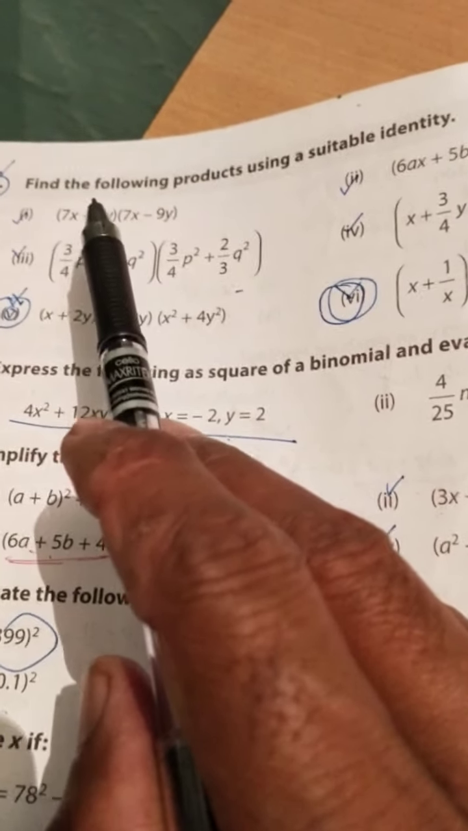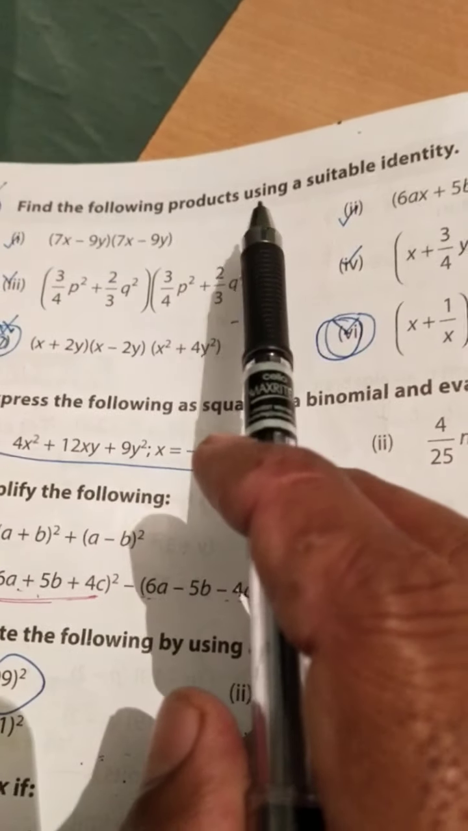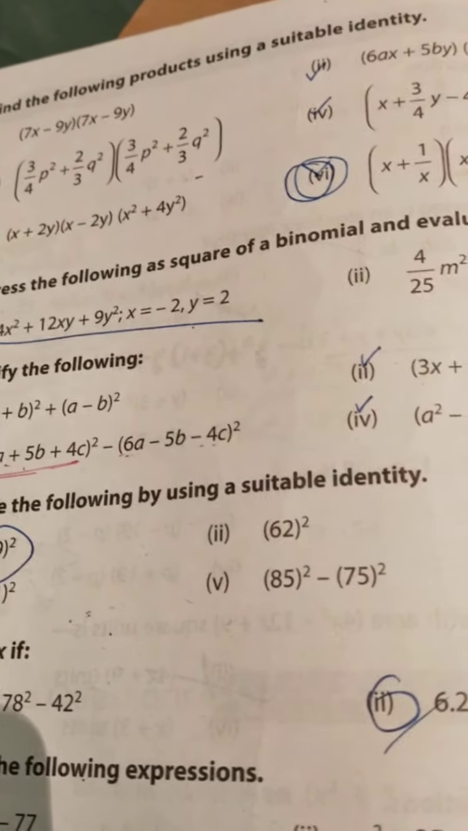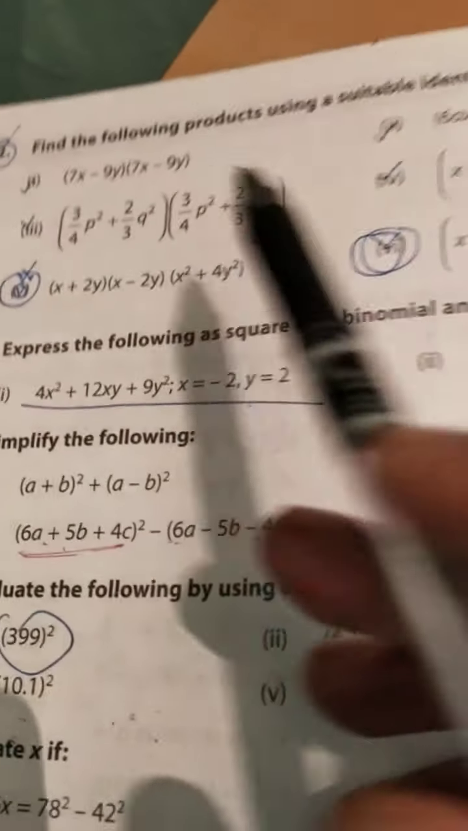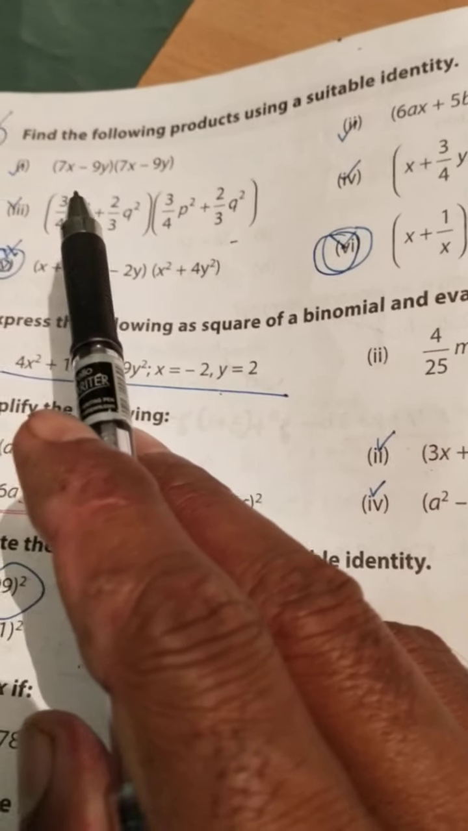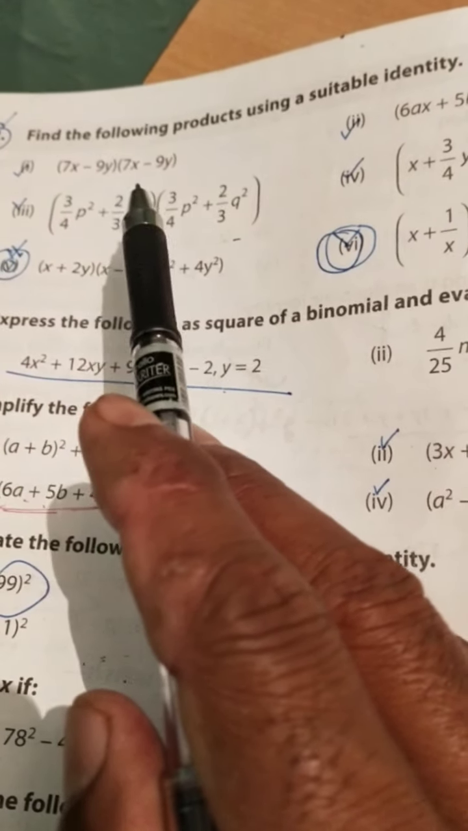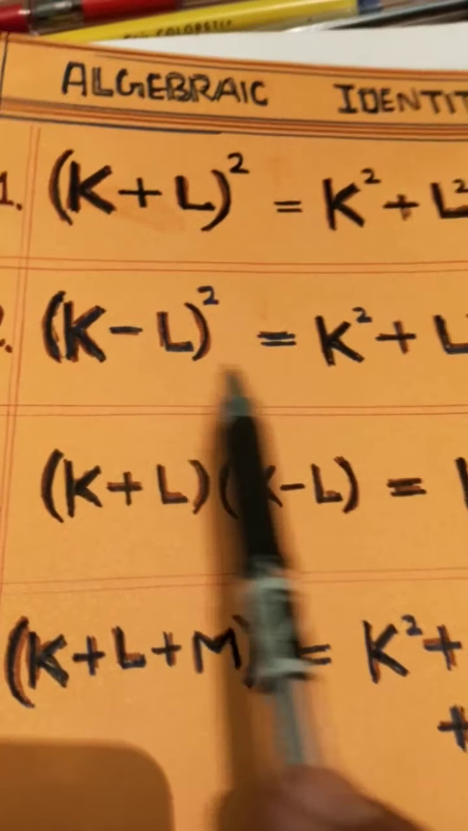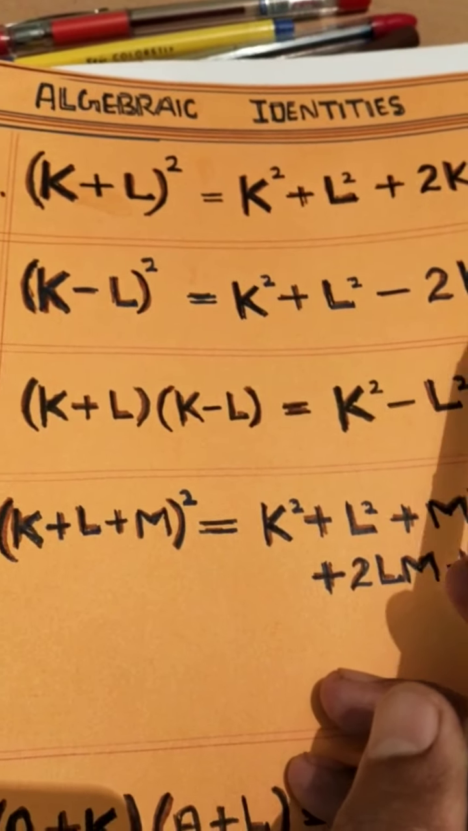First one is: find the following products using a suitable identity. Your first part is 7x minus 9y into 7x minus 9y. So look here, this is your 7x minus 9y whole square. This is your second identity, a minus b whole square, a square plus b square minus 2ab.